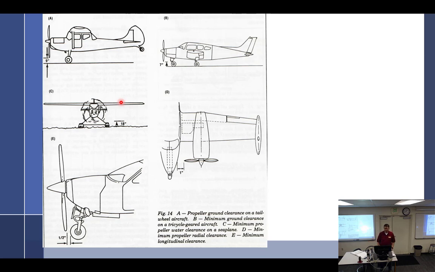But I think it's still in your Q&As, and you're supposed to know this stuff. So tricycle gear, actually, back up. What is a conventional gear? Conventional is a tail wheel. So if you have a tricycle gear, minimum of 7 inches.